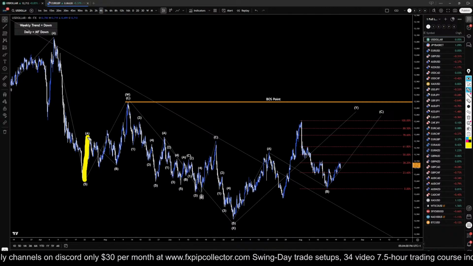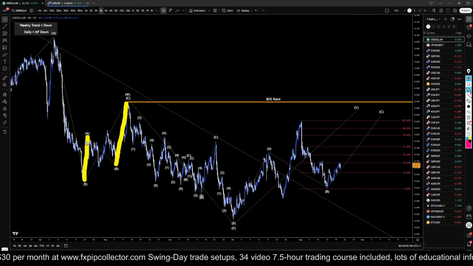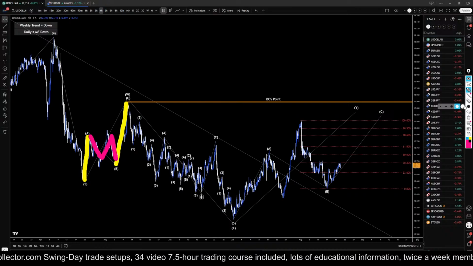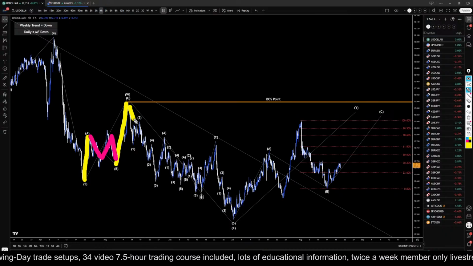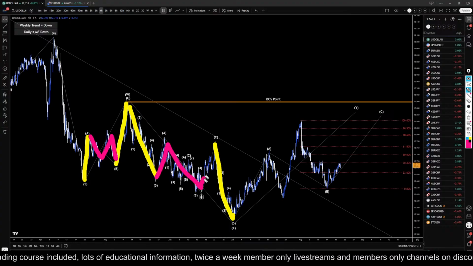So we have an impulsive move here, we have an impulsive move here, and then in the middle of that impulsive move, we have a three-wave pullback, right? And then over here, we have an impulsive move here, and we have an impulsive move there. And then in the middle, we have a 1, 2, 3-wave pullback, as you can see. So we have impulsive, corrective, impulsive, impulsive, corrective, impulsive.